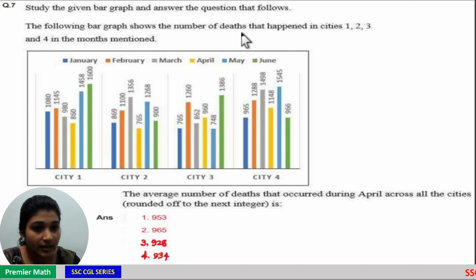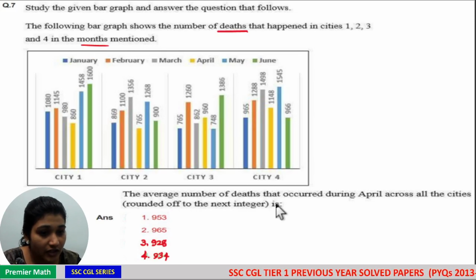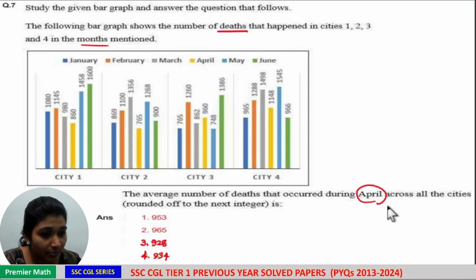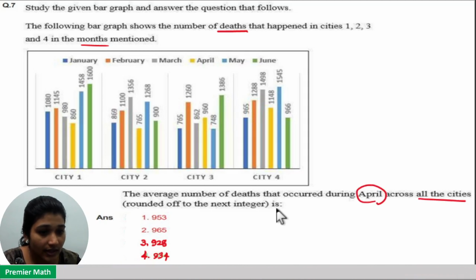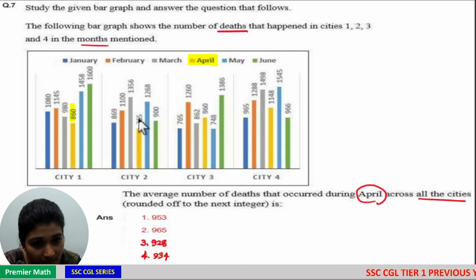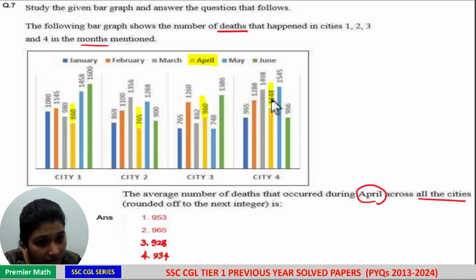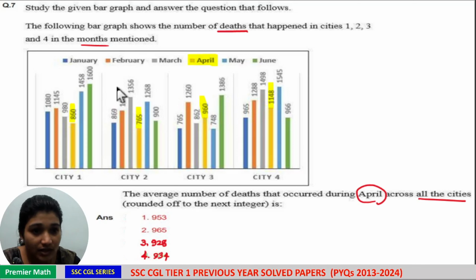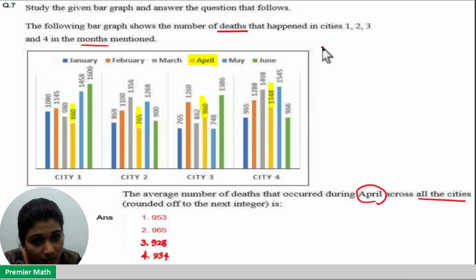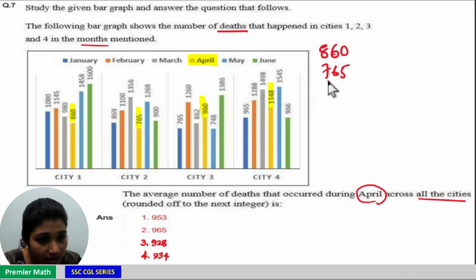The graph shows deaths that happened in 4 cities in the months mentioned. The average number of deaths that occurred during April across all the cities is asked. Here, April is shown in yellow color. So the numbers are 860, 765, 960 and 1148. So add these: 860, 765, 960 and 1148.